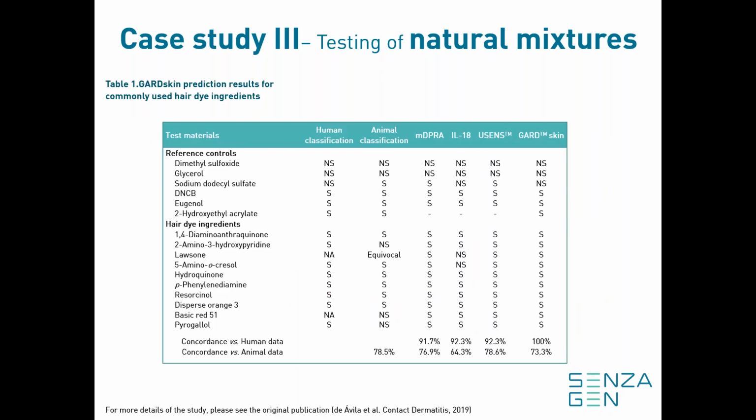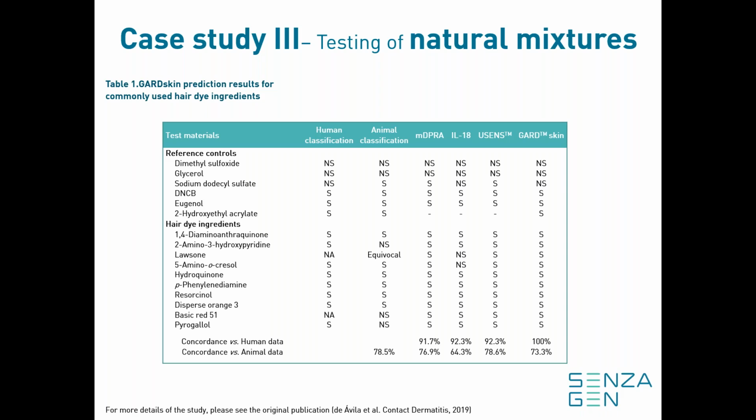So, just starting to describe the results from the testing of the different ingredients, we can see in the column to the right that the GARD skin assay was demonstrated to have a concordance to animal data of 73%, but it was also demonstrated to have a concordance to human data of 100%. And I think this is really good because it demonstrates how we would like to develop our assays.